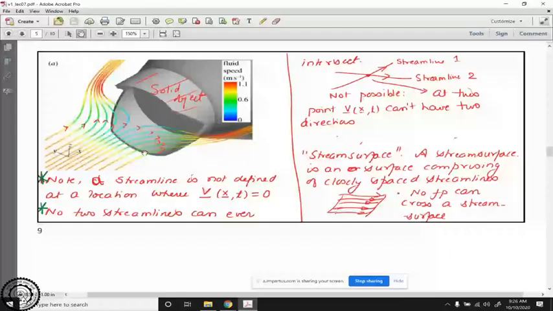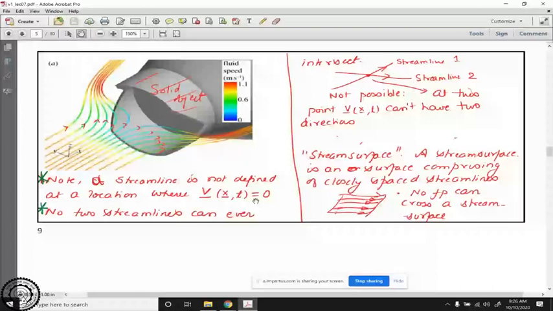Now, some important aspects about streamlines. A streamline is not defined at a location where the velocity vector is 0. This is because the definition has it ingrained that the streamline has to convey the direction of the velocity vector locally, of the local fluid particle. But when the velocity vector itself is 0, it has no defined direction. That's why a streamline is not defined at those locations where you have velocity 0.